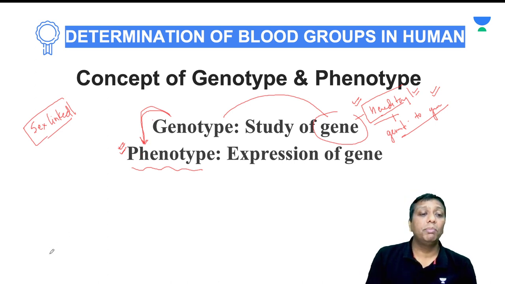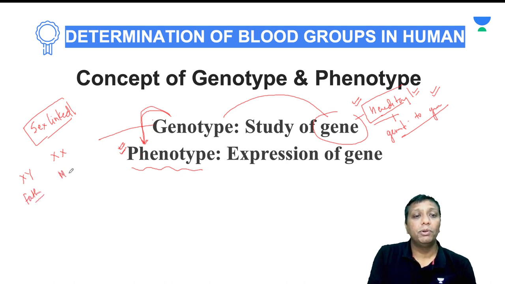One more term I'll tell you: in the previous discussion I told you to consider XY or XX as a genotype, and its phenotype as father and mother. Its phenotype is father and mother, you all remember.